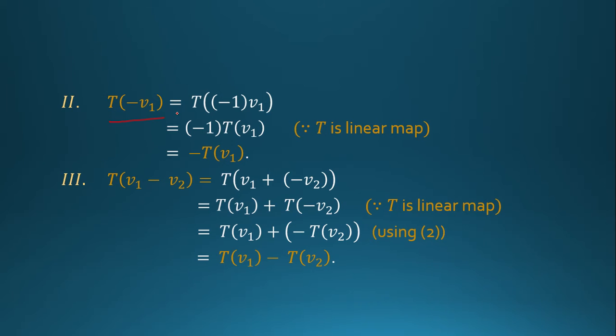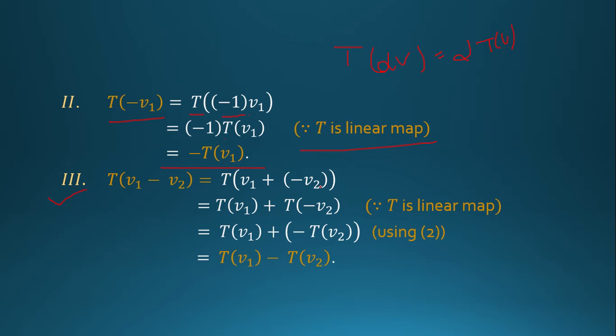T of minus V1 is equal to T of minus 1 into vector V1. So T is linear. Because T is a linear map, this is a scalar. We know that T of alpha V is equal to alpha T of V. So minus 1 into T of V1, so minus T of V1. The proof is complete.